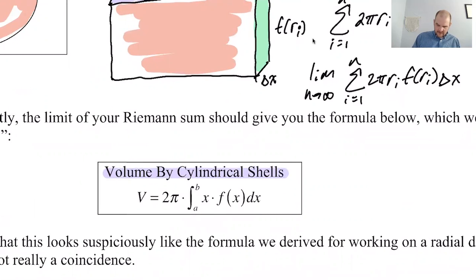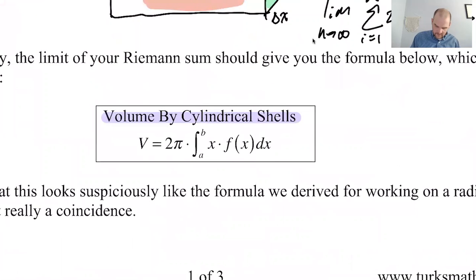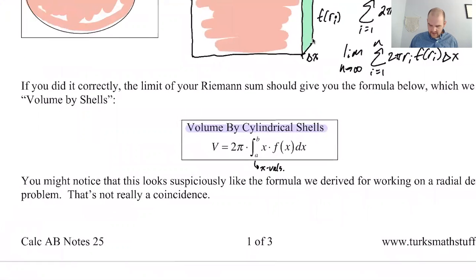So 2 pi comes from the circumference. We're going to go from a to b, where a is an x value that we start at, and b is an x value that we end at. And then x is kind of the radius, and f of x is the height, and dx is kind of like the width of our cylindrical shell. So this is what we're going to end up using.